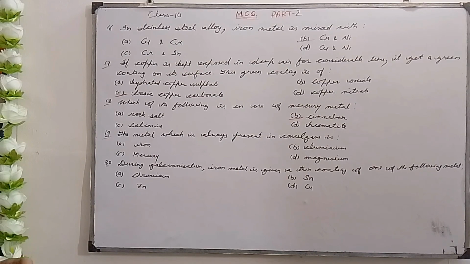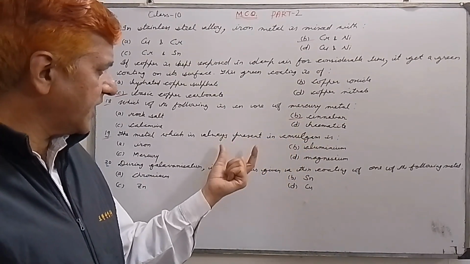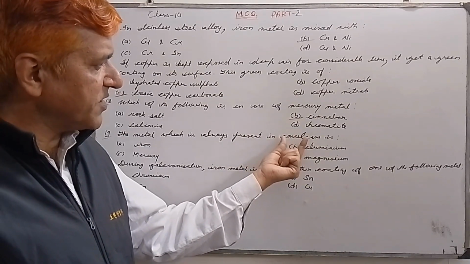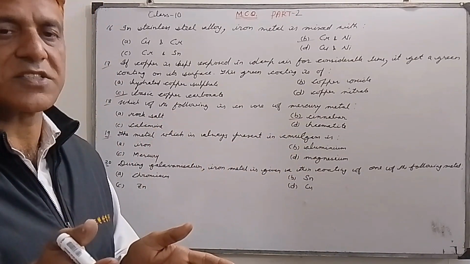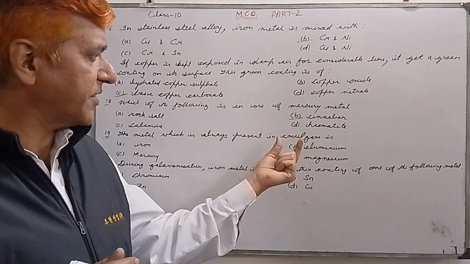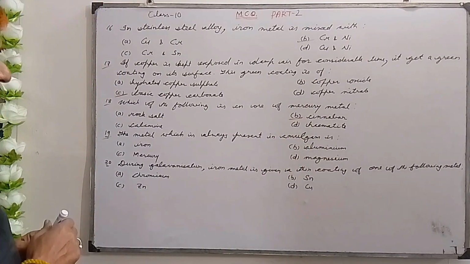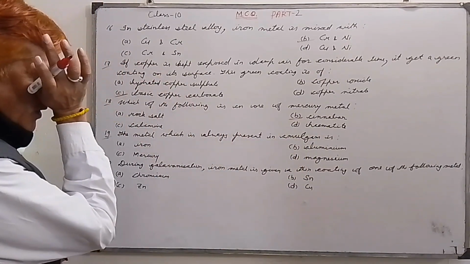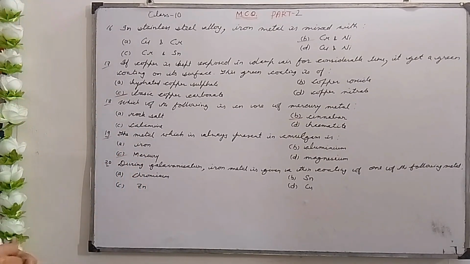Question number 19. The metal which is always present in amalgam is... always remember that amalgam is an alloy of mercury and other metals. So mercury is always used in forming amalgam. So the metal which is always present in amalgam is mercury. So your correct option is C.